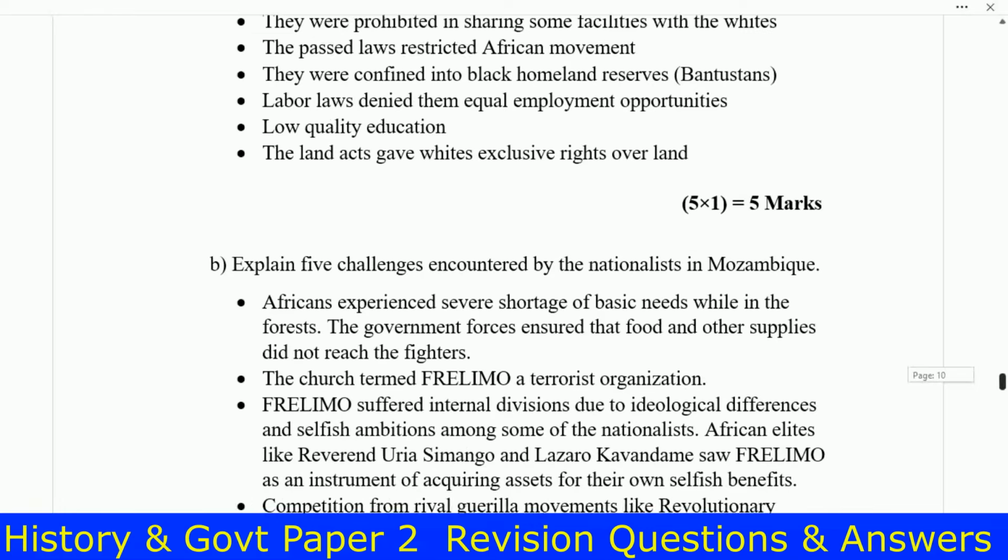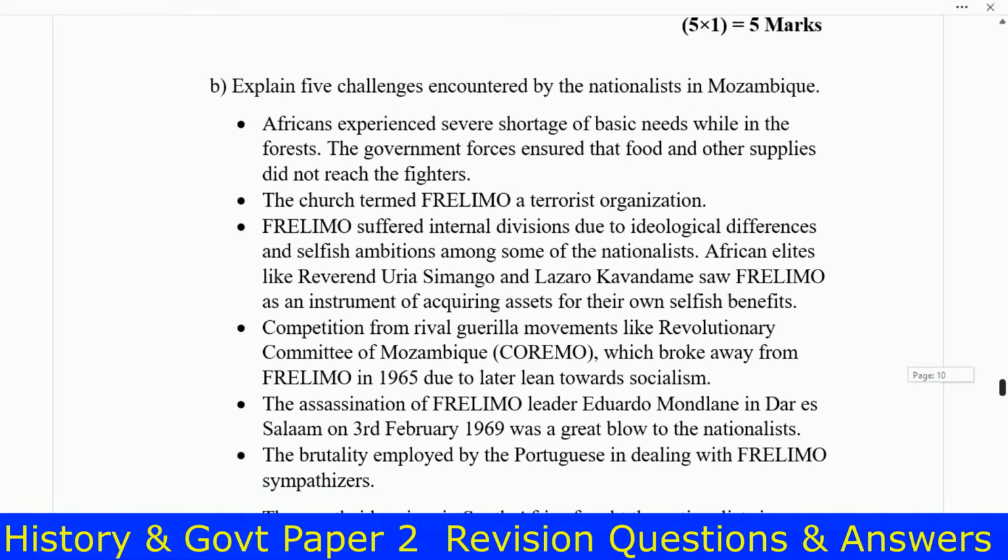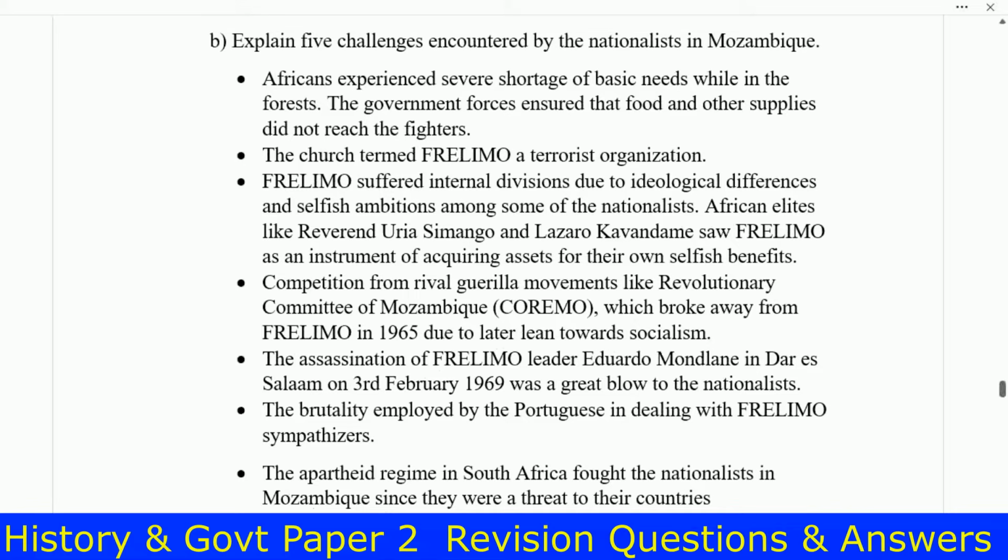Go to the next number. Explain 5 challenges encountered by nationalists in Mozambique. This is very common. You better understand it.